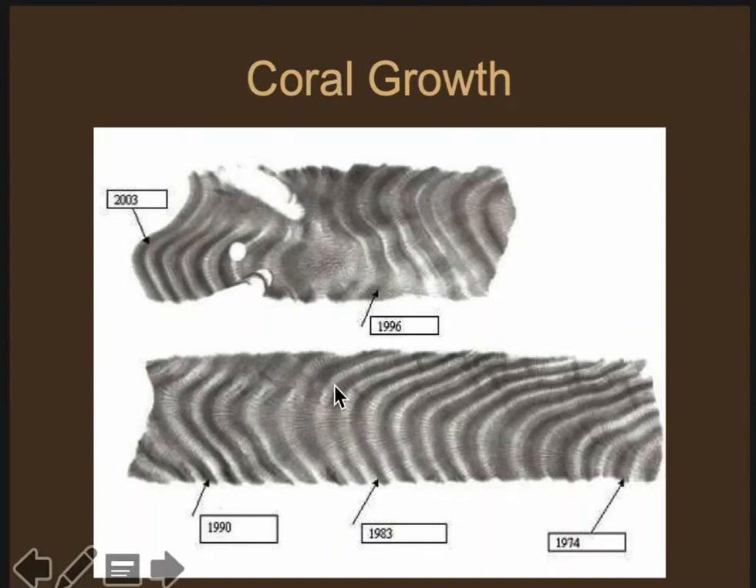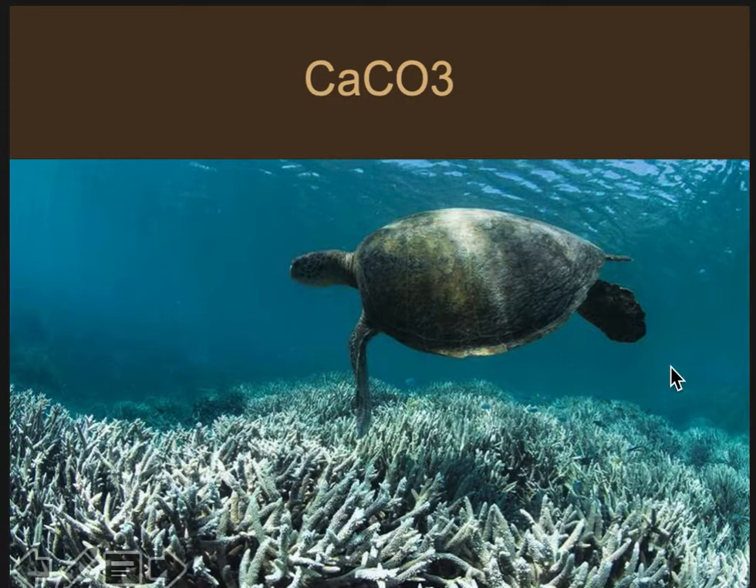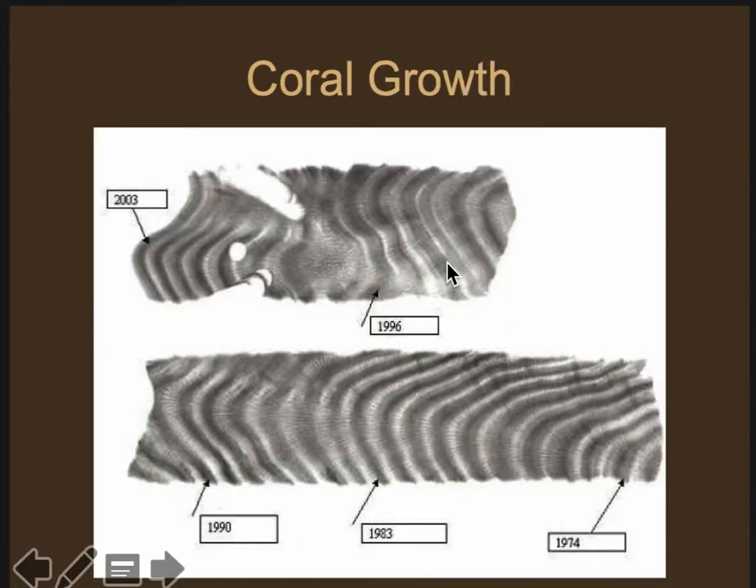Okay, coral. We're very familiar with coral, like in the Great Barrier Reef. Coral is also composed of calcium carbonate, and you can see that coral forms rings as it grows, and the thickness of the ring is actually dependent on temperature of the ocean as well. So warmer temperatures, thicker rings.